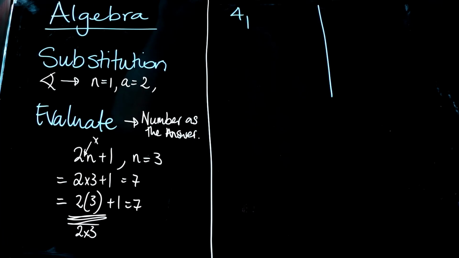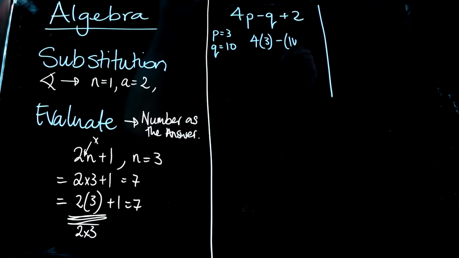They're kind of similar. 4p minus q plus 2. Okay, and I'm told that the value of p is equal to 3 and the value of q is equal to 10. It says that in the question. So I can do my substitution step, and I'm going to use my brackets, and in this case I can put my 10 in plus 2. So now we're up to the evaluate stage.